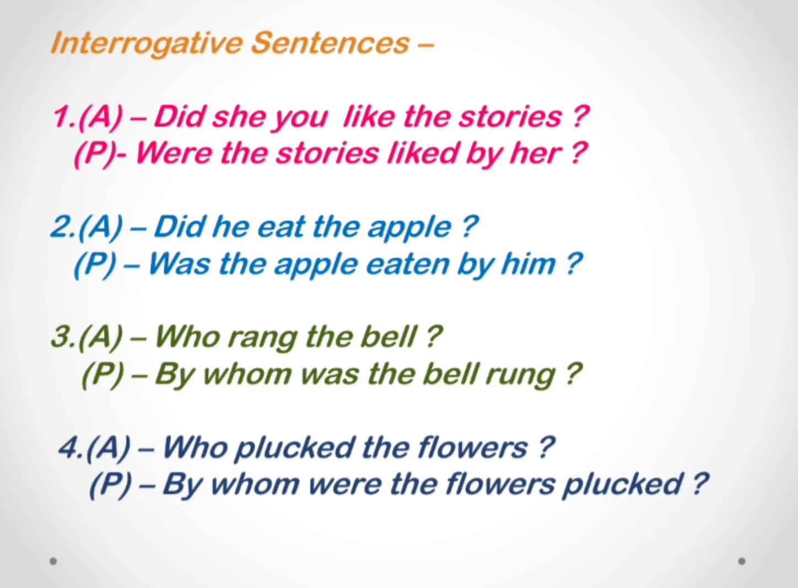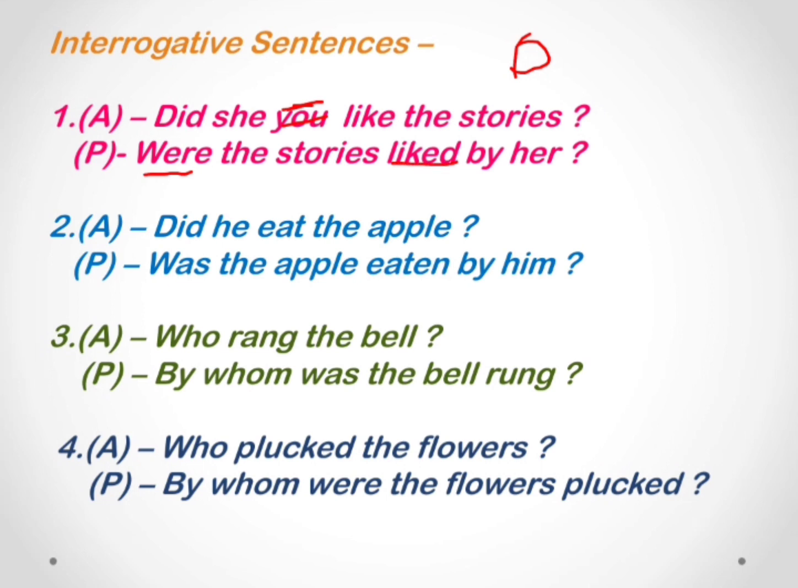So, did she like the stories? So, stories is plural. Stories is the object. That is plural. So, we use the plural be verb were. Were the stories liked? Did is the past tense. So, we use only like, the main verb. And liked is the past participle, where the stories liked by her.